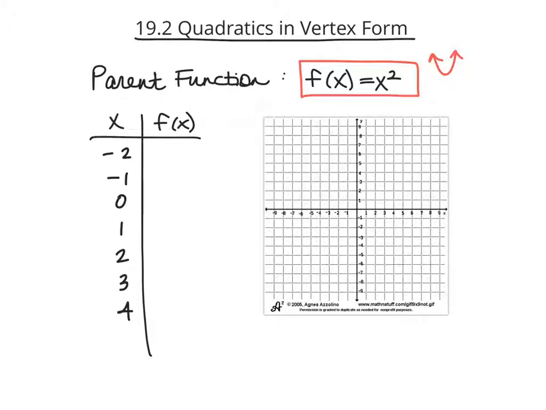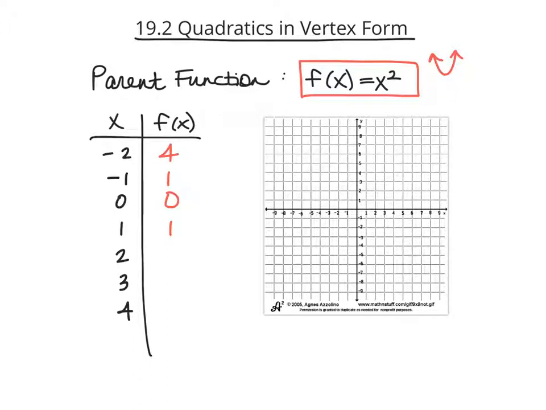So the first thing I want to do is just show you what the parent function looks like and some characteristics of it so that we can see how to apply that to some other transformations. So if we look at the table of values, if I look at the value -2, if I do -2 squared, that's going to give me +4. -1 squared is going to give me 1. 0 is going to give me 0. 1 squared will give me 1.